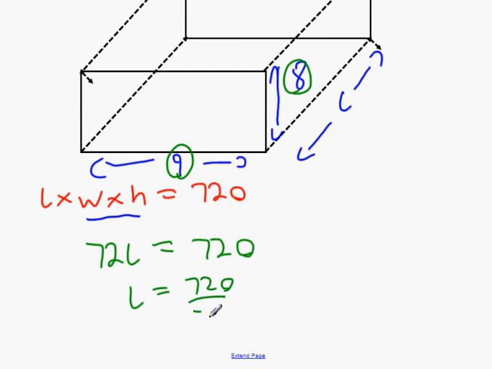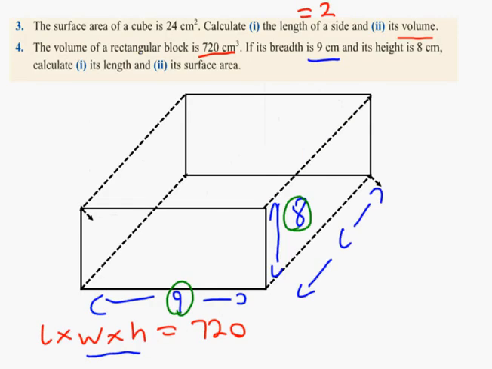720 divided by 72. The length is 10. You happy with that? Length is 10. Now, we found out that the length is 10. Go us. What's the surface area? How do you get the surface area then?